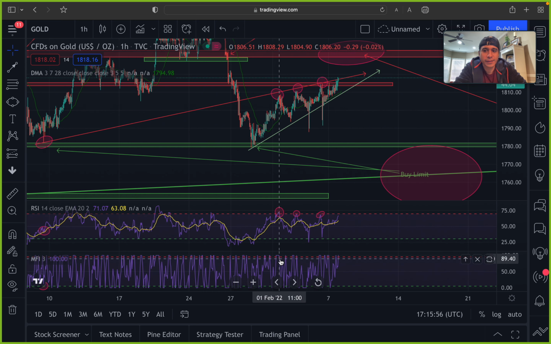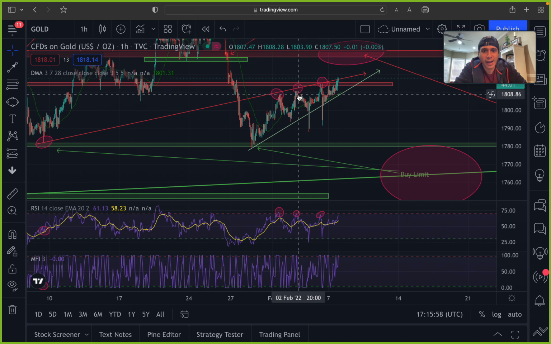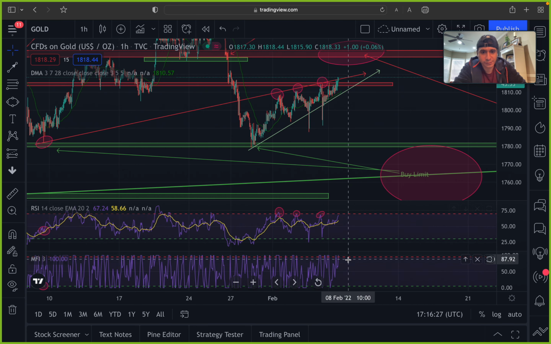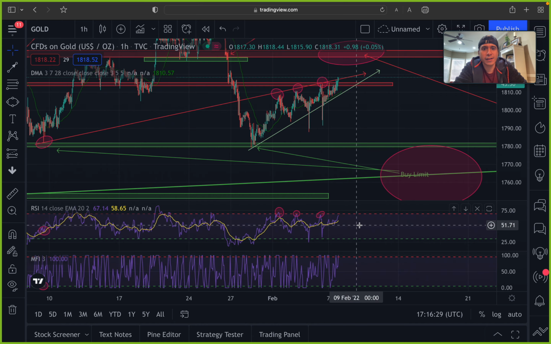You see that? Over here, price action came back to that area of resistance. And what did my RSI indicate? A sell. What did my money flow index indicate? A sell. Again, price action came back up to that same area of resistance. What did my RSI indicate? A sell. It showed it was overbought. Remember, red overbought, green oversold. Same for this over here.